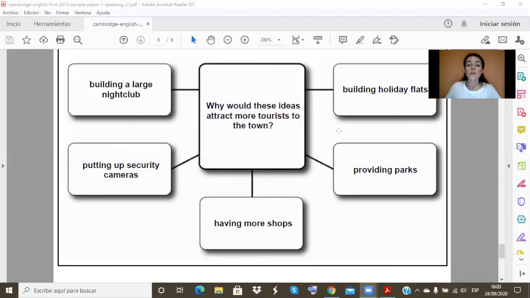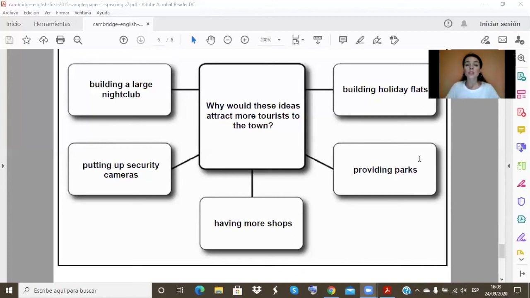For example, imagine that you need to express your opinion as to providing parks. So you could say, in my opinion, providing parks would be a good idea because tourists need a nice place to go for a walk, to have a picnic, to take photos, etc. When you have finished, the interlocutor will give you instructions for the second half of the task. So the interlocutor will tell you, now you need to decide which idea is the best for the town.